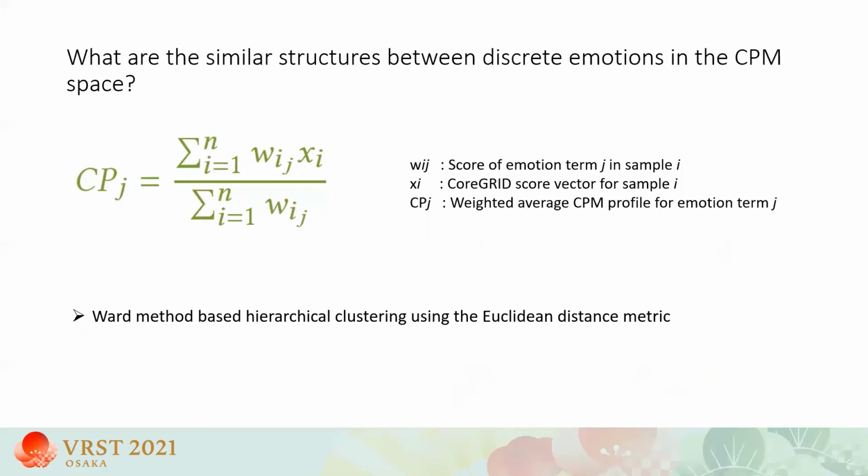To identify similar structures between emotions collected by Geneva Emotion Wheel, we perform a cluster analysis on the CPM profile of each discrete emotion. The formula for the CPM profile is shown in this slide. We conducted a Ward method-based hierarchical clustering using the Euclidean distance metric.